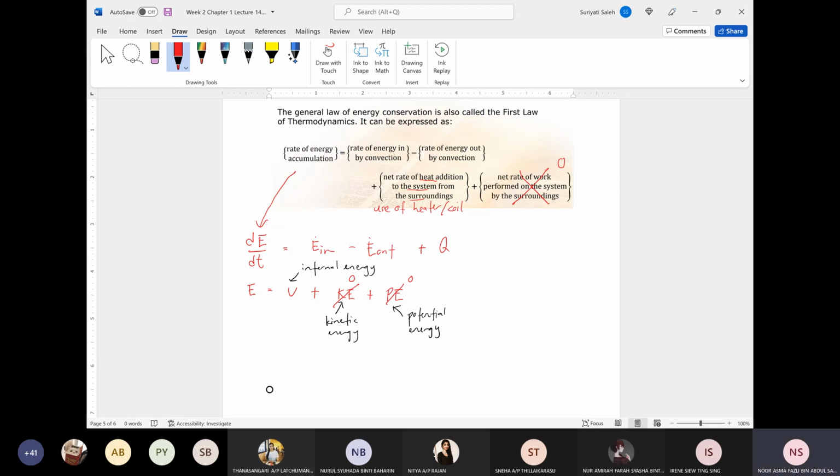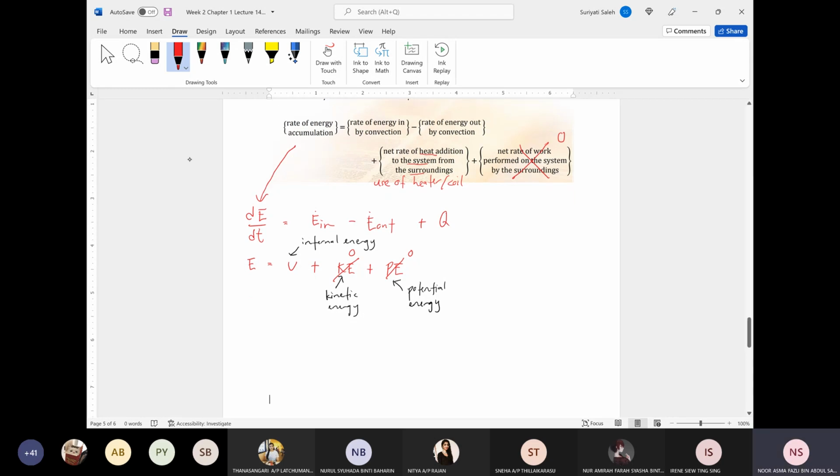It is a common practice to assume both are neglected because the unit operation is installed on the ground, it is not moving, hence it is stationary, and also it is not influenced by any height. So we just focus on the energy change based on the internal energy.